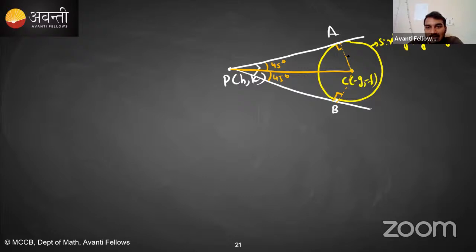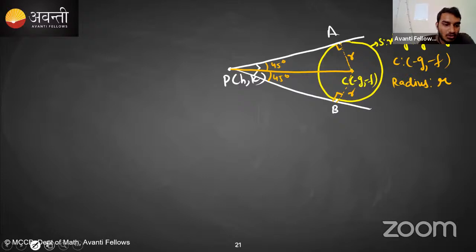Right. So this is nothing but the radius. Let's say this circle has center (-g, -f), and the radius, I'm assuming, is the square root of g square plus f square minus c. Let's say r. Clear? Okay.